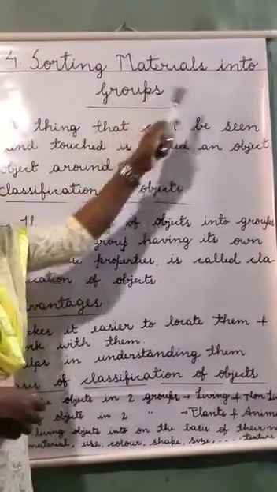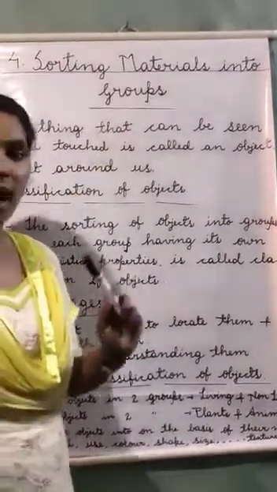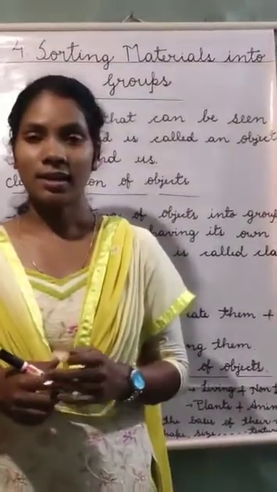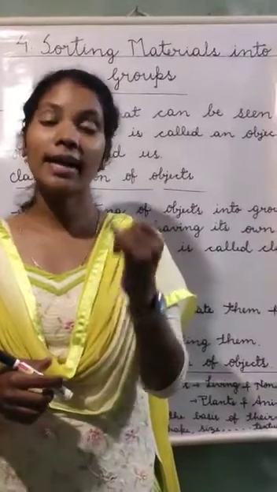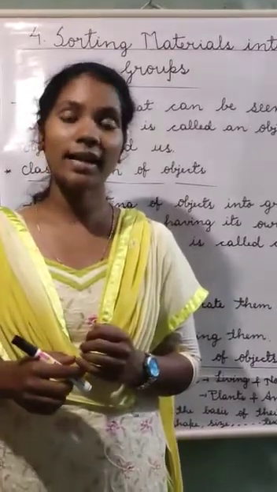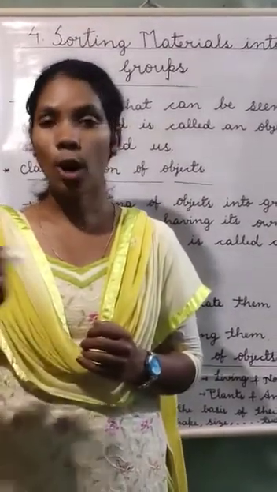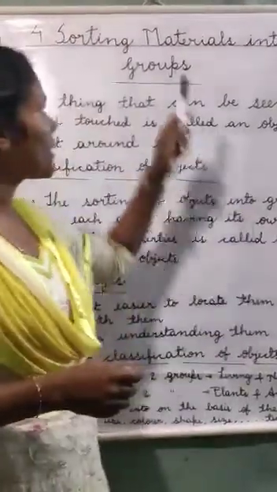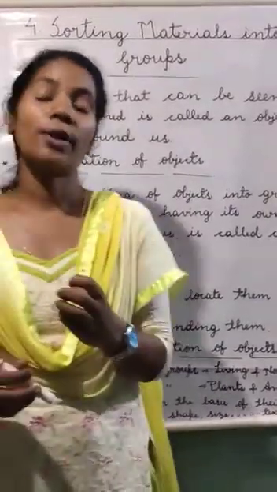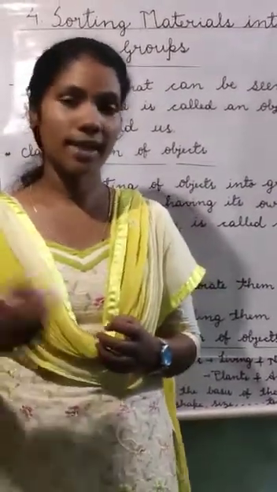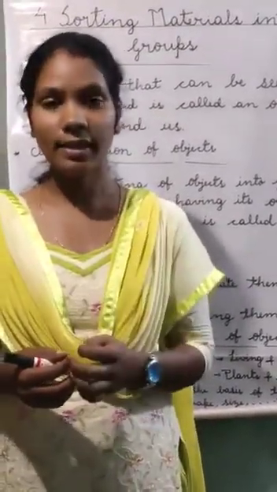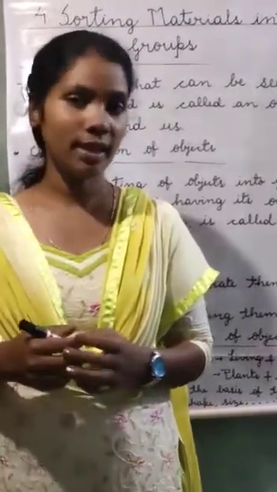Sorting materials into groups. I think by now all might have understood what is an object, isn't it? Yes. A thing that can be seen and touched is known as an object. And if someone asks you what is materials, the matter of which an object is made is known as materials. Objects are known as cheez or vastu in Hindi, and materials are called padarth in Hindi.